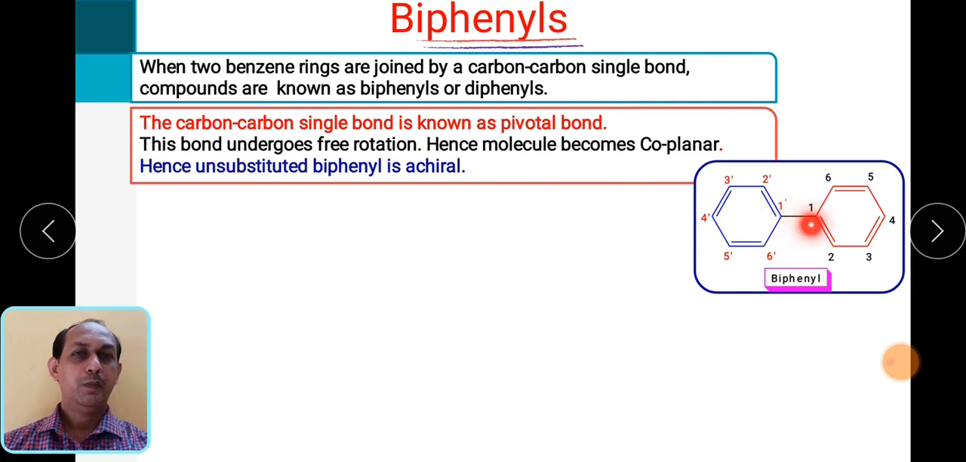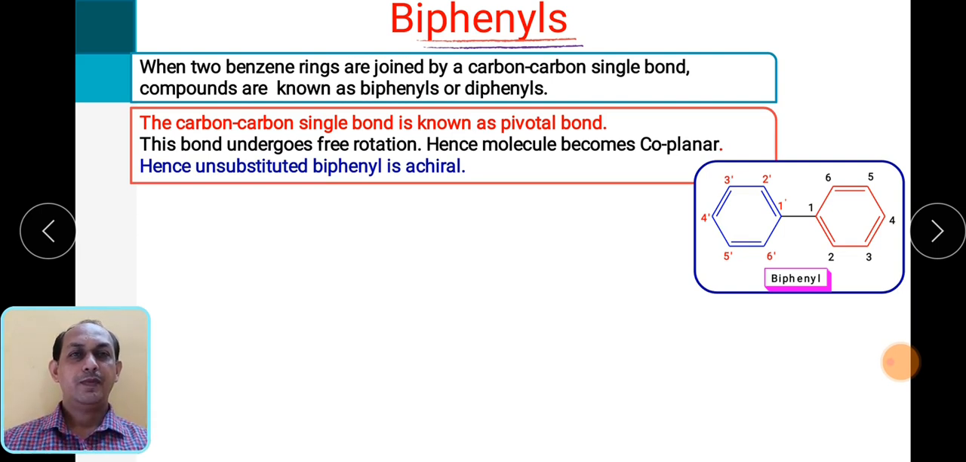So what we can observe, whatever the carbon-carbon single bond is present in between the two rings, it is pivotal. Pivotal means what? It can be easily rotatable. Okay, so it is undergoing a free rotation. Hence, because of the free rotation, the molecules can become coplanar. So both the rings you will observe in one plane, either in this particular plane or in this particular plane. Okay, when you have plain biphenyl structure.